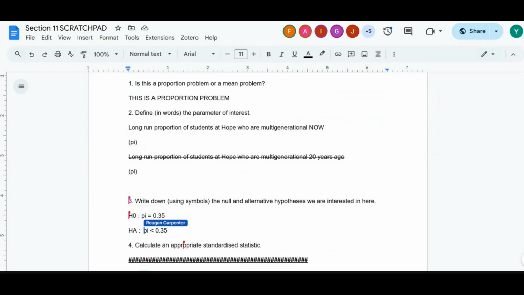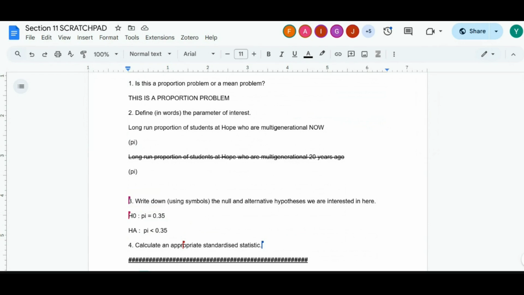So it depends on how your mind works. If you thought of this first, you can. Because this is directly from the question. This has to be in the question. If I don't put this in the question, you can complain. What kind of statistics problem is this? You didn't tell me what you want to test. I need to tell you what I want to test. I want to see whether the proportion multi-generational now is less than what it was 20 years ago.